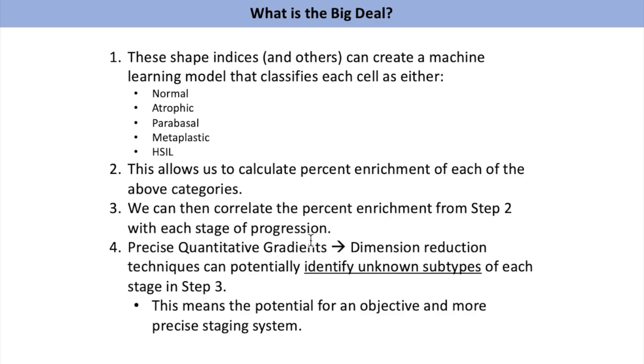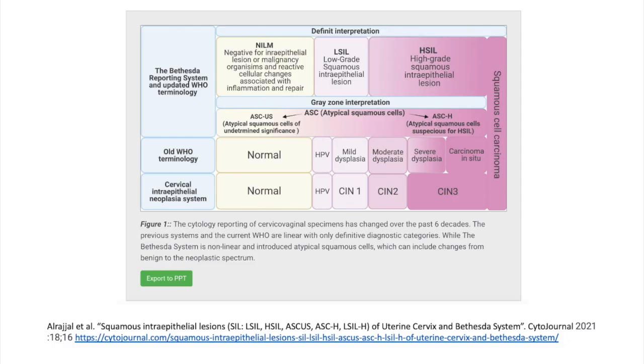Precise quantitative gradients means that we can use dimension reduction techniques to potentially identify unknown subtypes or substages. In other words, we have the potential to develop objective and precise staging systems that can unify the existing staging systems that can be highly subjective.